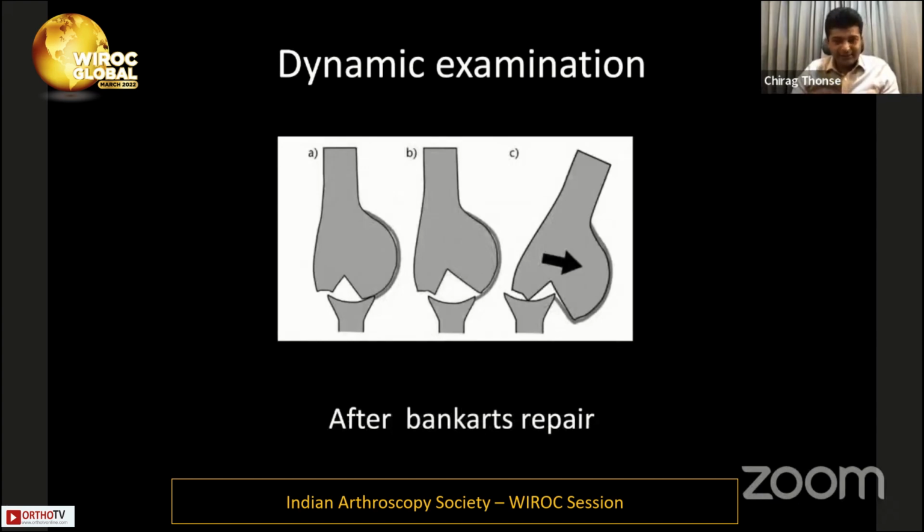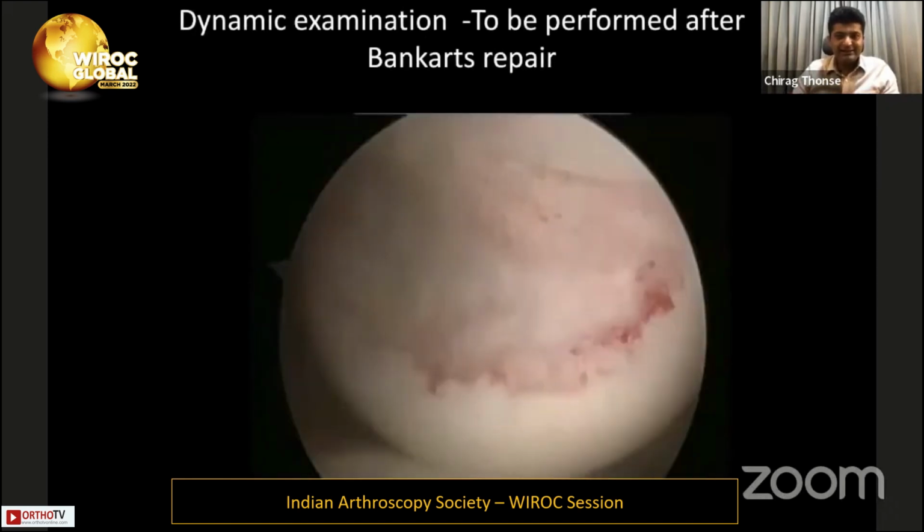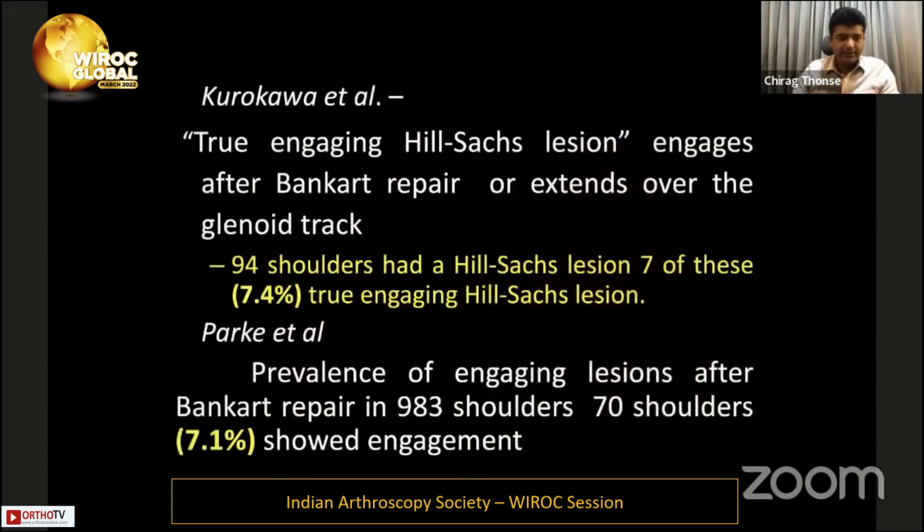After the Bankart's repair, one would need to put the arm in abduction external rotation, put it in a dynamic position, and see if the Hill-Sachs really engages or not. Of course, it's a risky thing to do, but this is exactly how we need to measure engagement of a Hill-Sachs lesion.